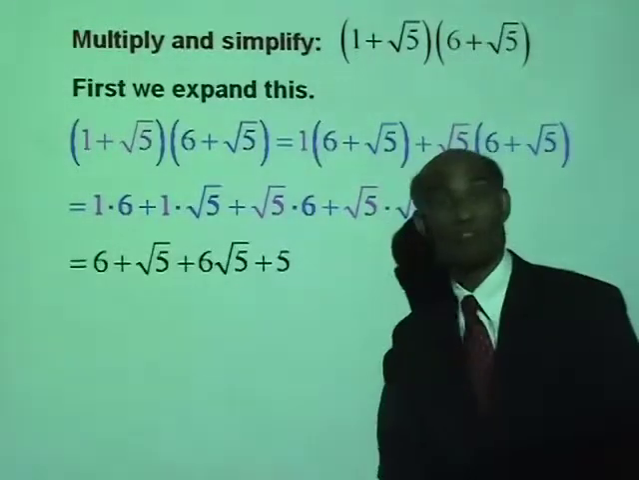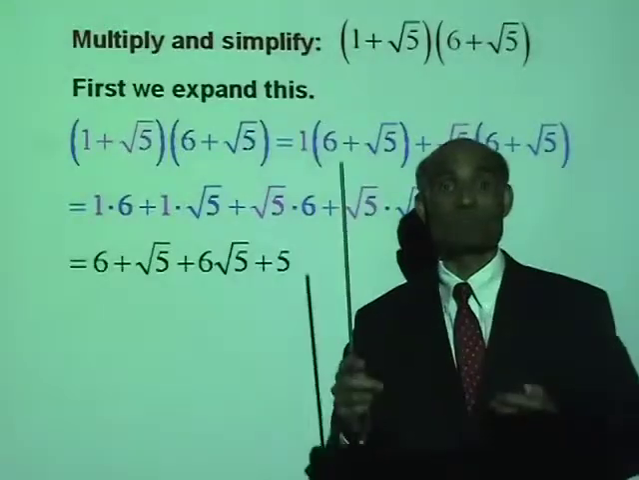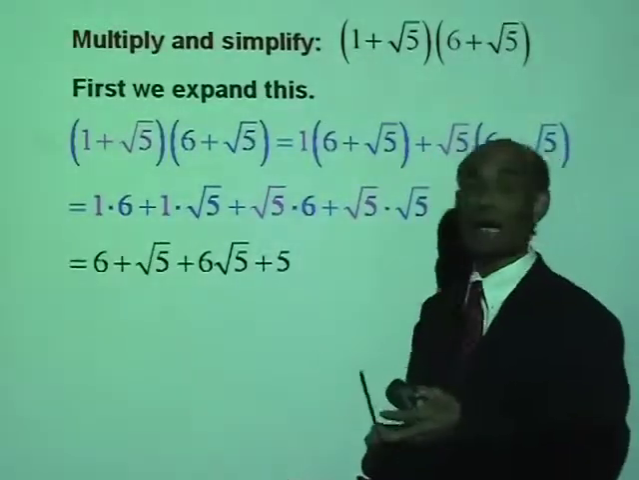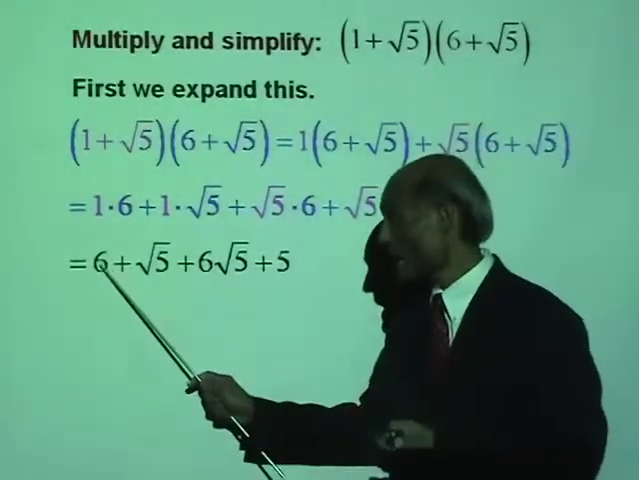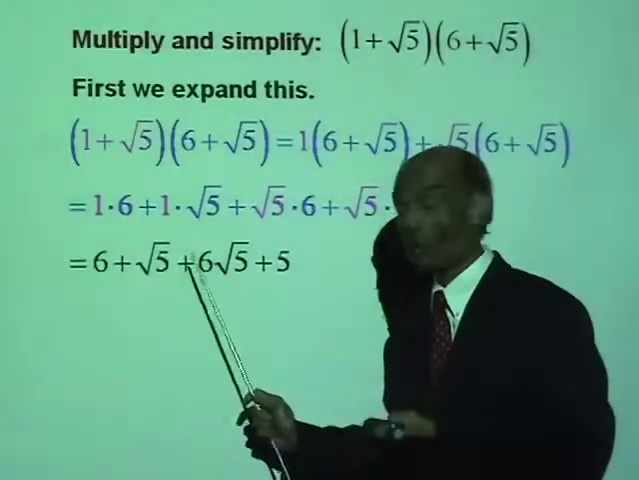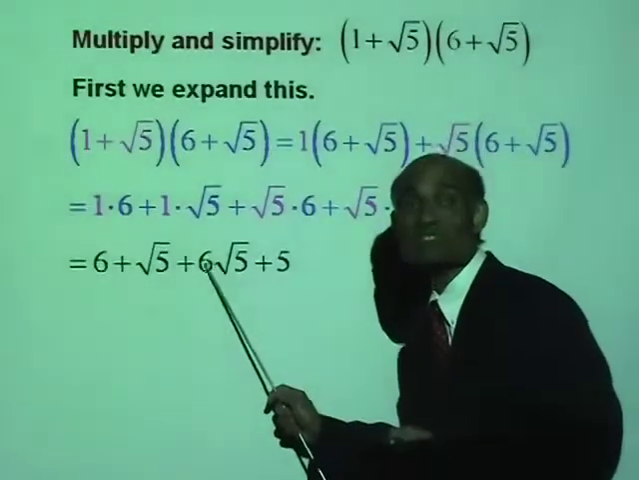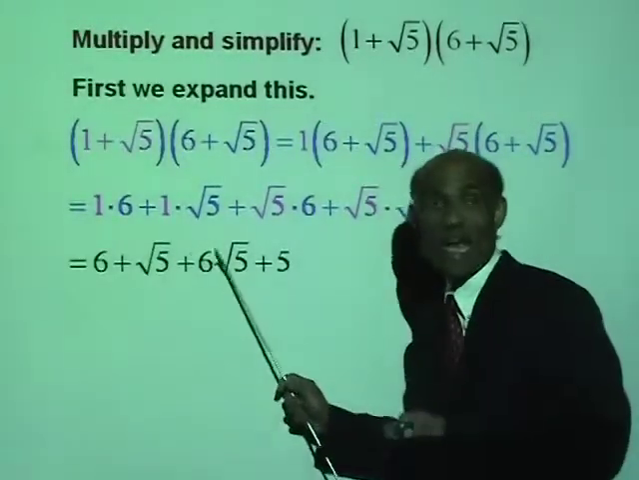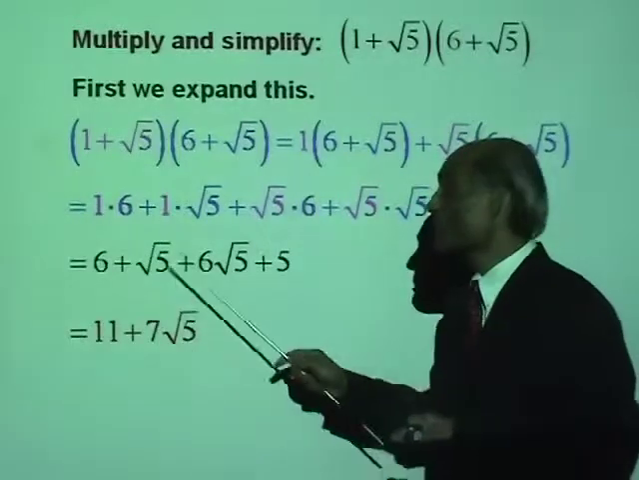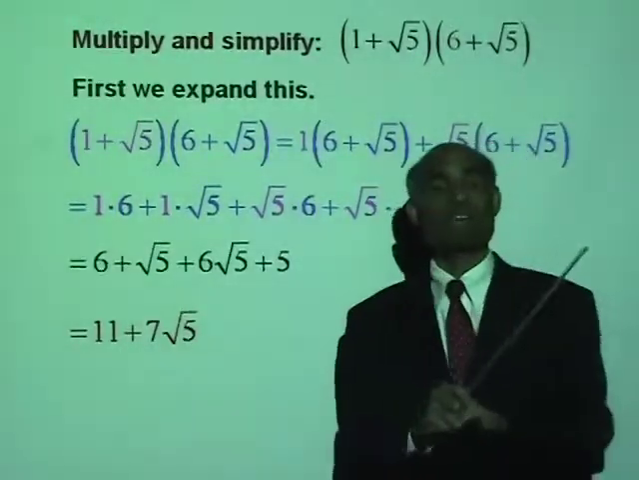Can you simplify this further? We can add like terms. What are the like terms here? Well, of course we can add 6 and 5. And also, this is 1 square root 5 plus 6 square root 5. You can add those two. So that will be 11 plus 7 square root 5 is the answer.